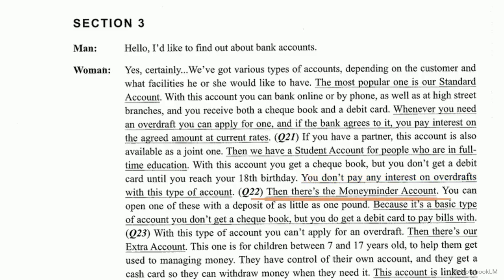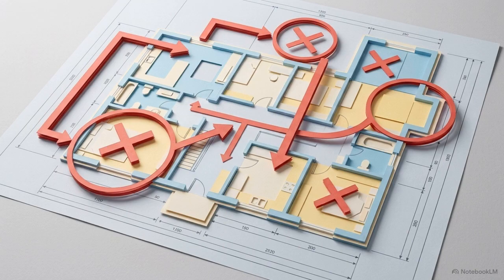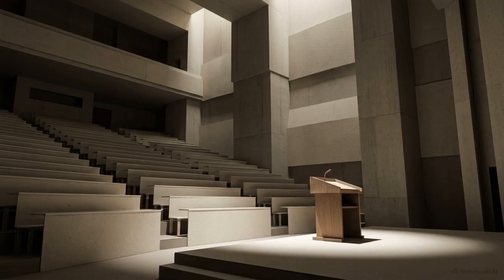Transitioning to the MoneyMinder account for question 23, the text introduces a more complex signal, the contrastive conjunction sequence. The word but is weaponized to pivot the listener away from the distractor, not getting a checkbook, and point directly toward the target data, getting a debit card. Section 3 forces listeners to actively map these verbal constraints and structural contrasts to properly categorize a dense flow of information. Section 4 represents the peak of cognitive load, an unbroken, dense academic presentation.